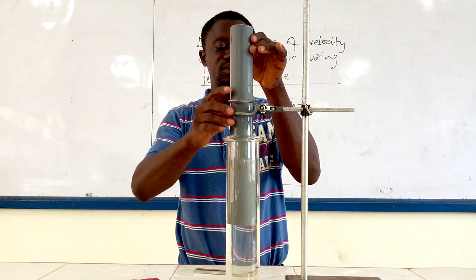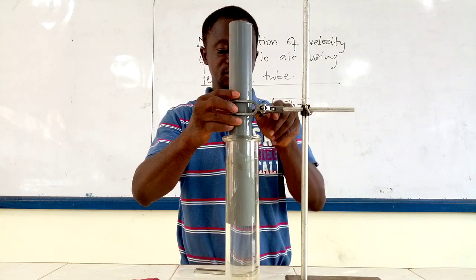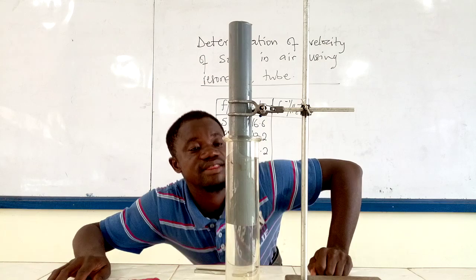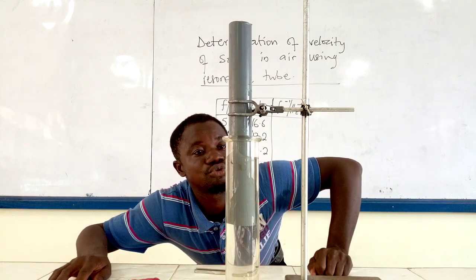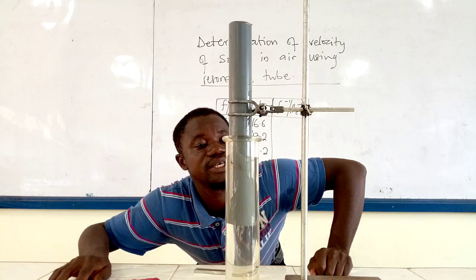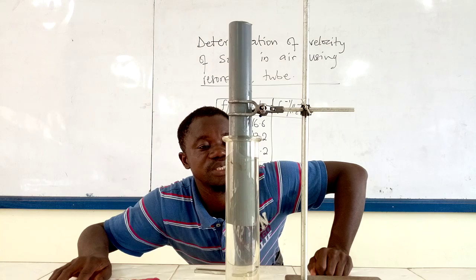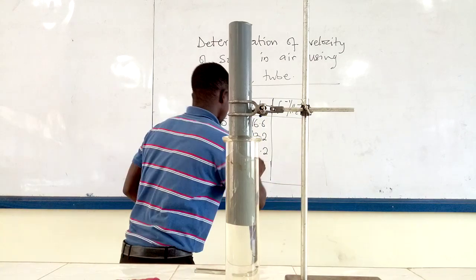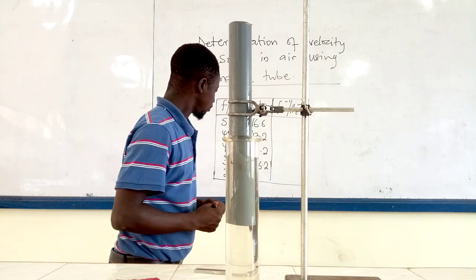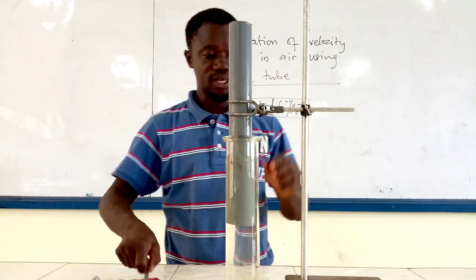Good. So this is the point where resonance occurs. Then the length is 26.2 centimeters. So that will give me 26.2 centimeters. I'm left with one last tuning fork.